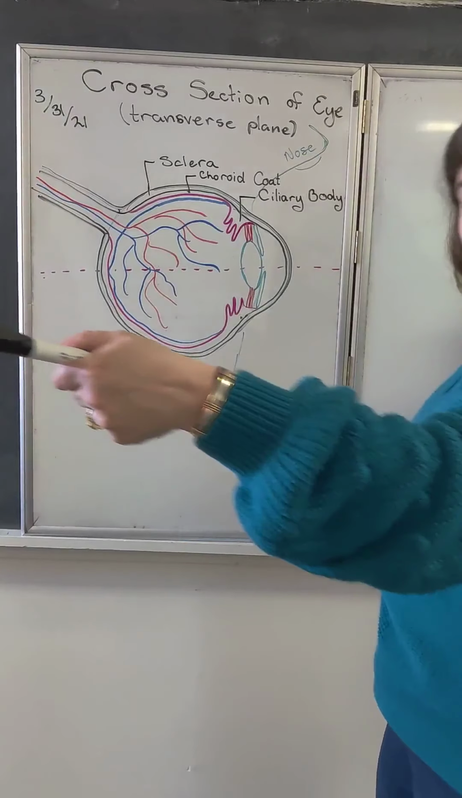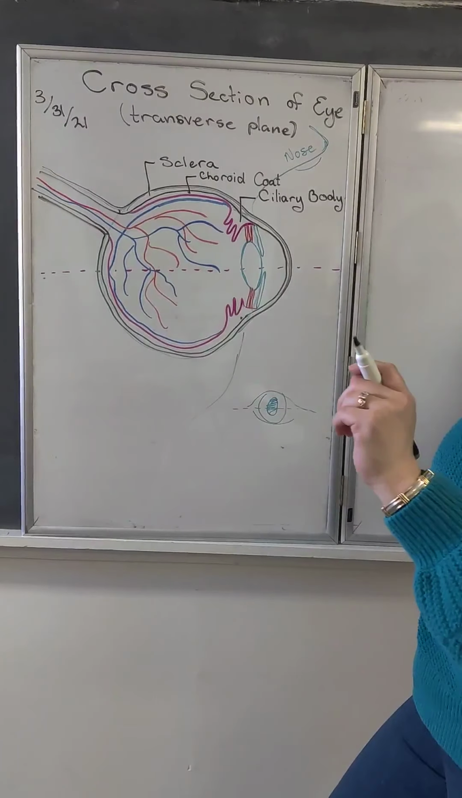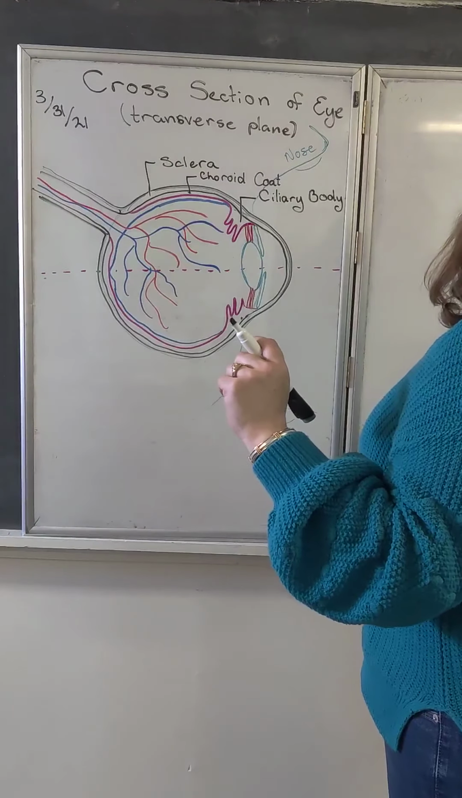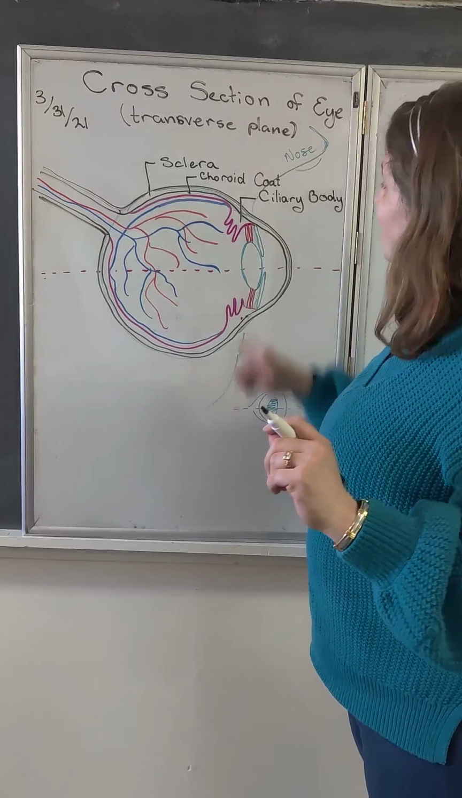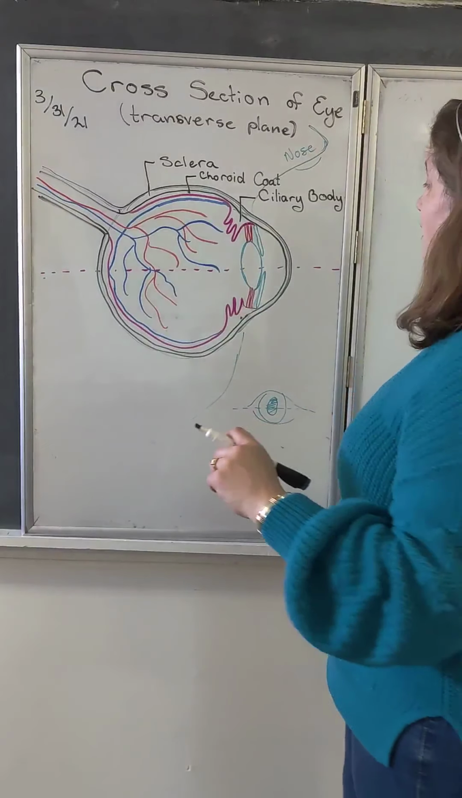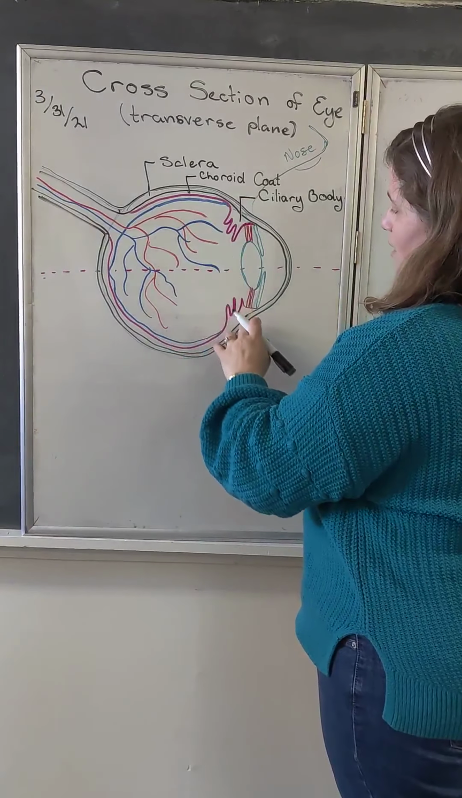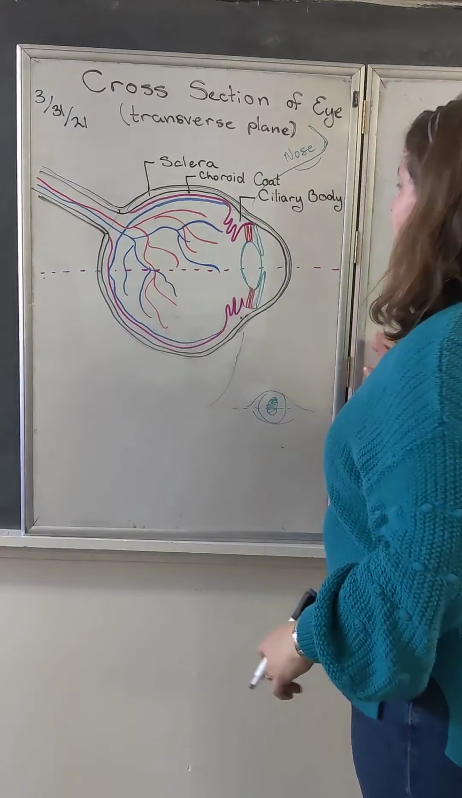Latin or not Latin? Not Latin. It comes from the Latin word cilia, meaning eyelid or eyelash. Can you kind of see why? Where is the eyelid? The eyelid, if it was here, would be right here. But again, we've cut right through the center of the eye.